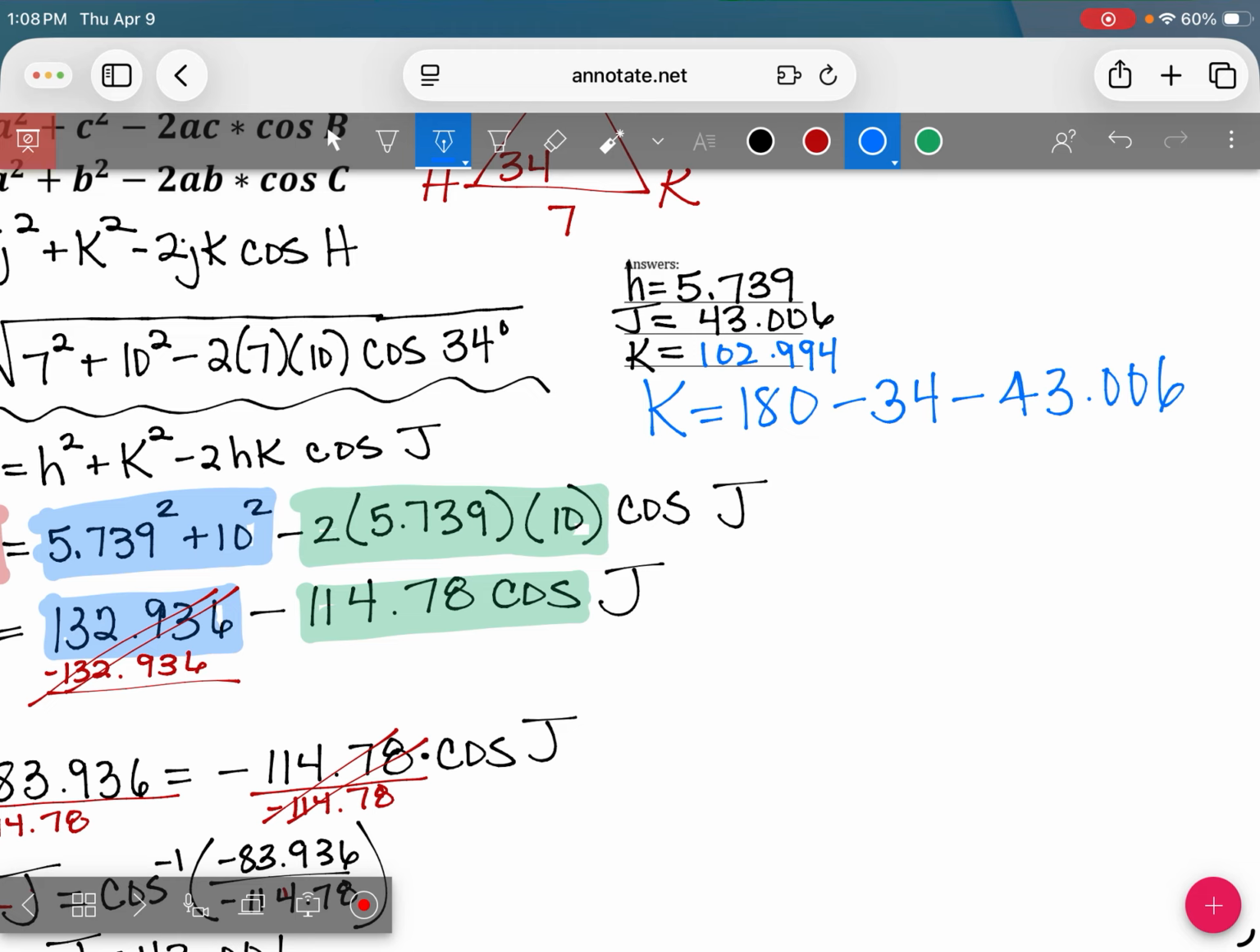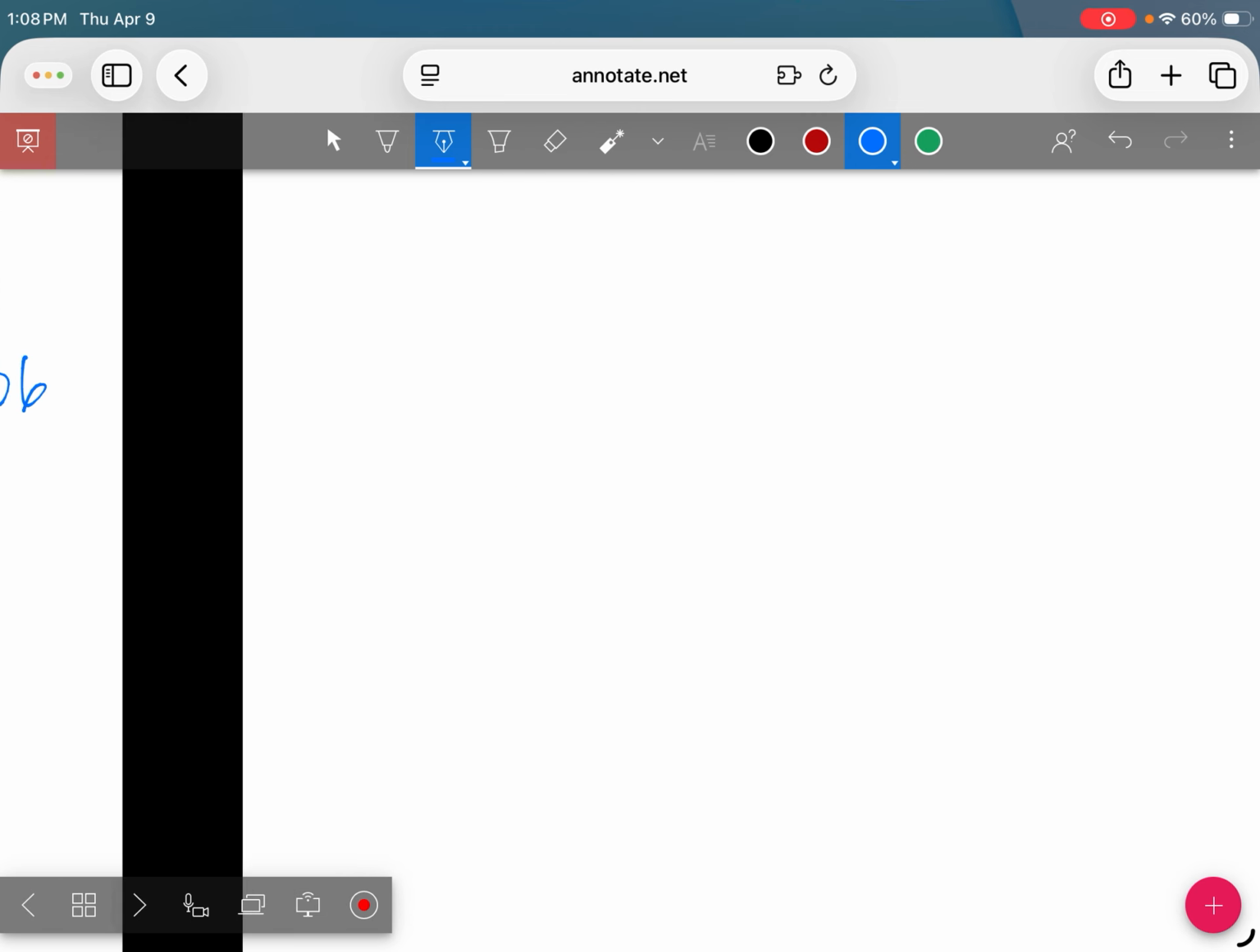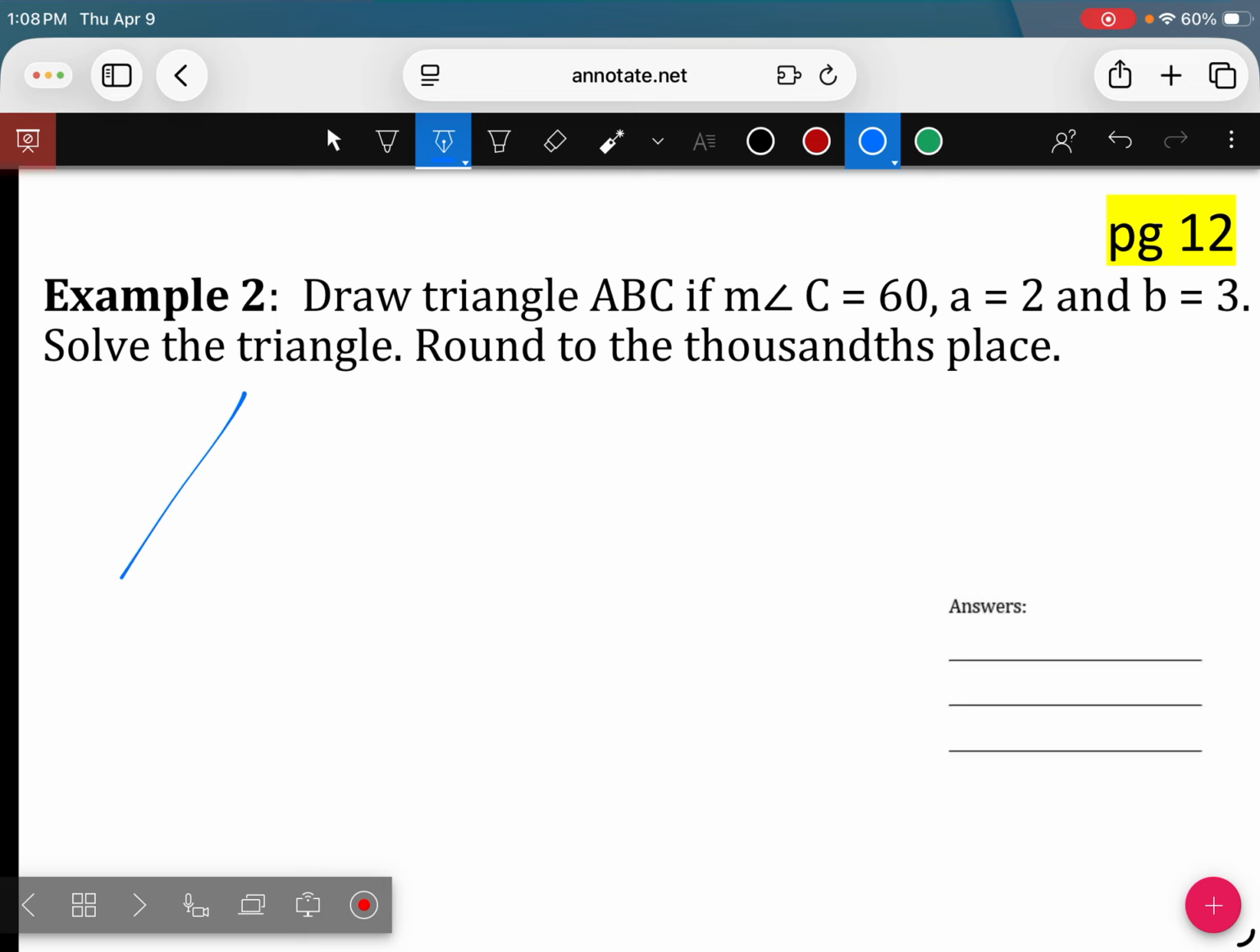All right, let's look at the next one. Example 2. Let's draw out the triangle. So now we got triangle ABC. I know big C is 60. Little a is 2. Little b is 3. You have to start by finding what? What do I have to start with finding? There's only one thing I can find right now. Little c, because I have big C and I have the other two sides.